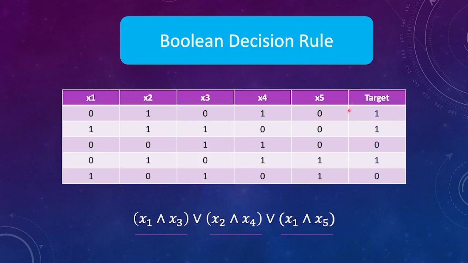This is actually the given training data, and our Boolean decision rule is predicting the target, so it may not always match the given target values. For the fourth one it is matching because x2 and x4 is 1, so this clause is satisfied, therefore it is 1. But for the fifth one, the actual target value is 0. But here we can see that x1 is 1 and x3 is 1, so this particular clause is satisfied, and therefore this Boolean decision rule evaluates to true. The target should be 1, but it is actually 0.